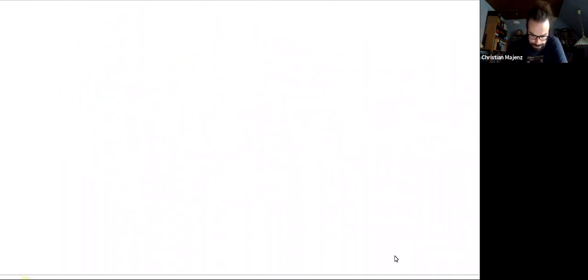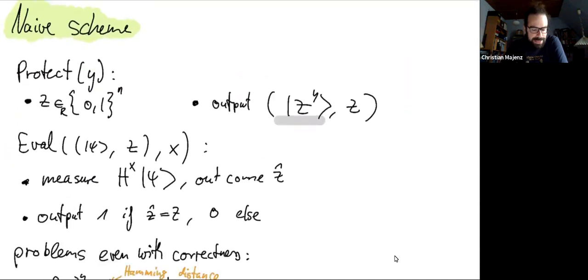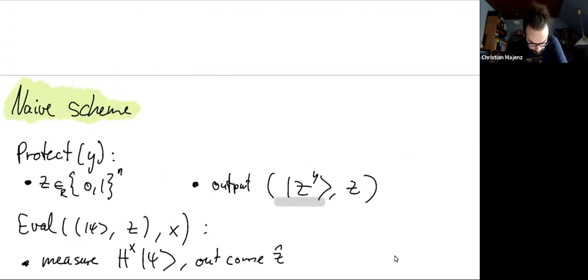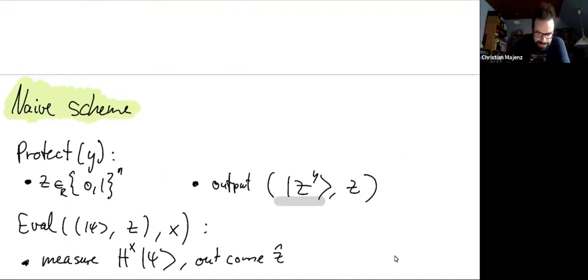Okay, now let's first look at a naive scheme again. So how do we do this? The protect algorithm now just samples a random string z, and it outputs z encoded in the BB84 bases specified by the marked input y of the point function, right? Note that at this point we are copy protecting the point function p_y, right?